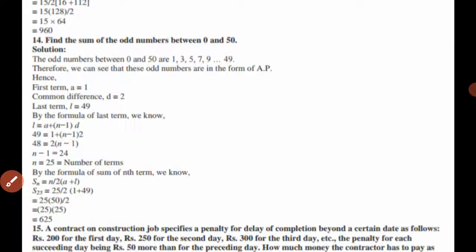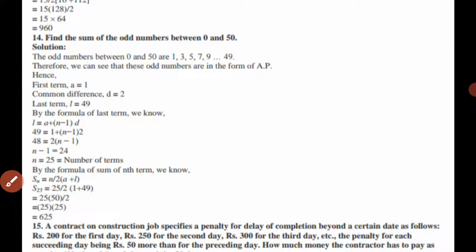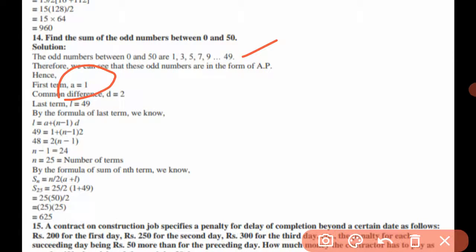Now after this, see question number 14. Here we find the sum of the odd numbers between 0 and 50. So the odd numbers between 0 and 50 will be 1, 3, 5, 7 up to 49. Here a will be equal to 1 and the common difference will be equal to 2, and the last term is 49. For finding n, L equals a plus n minus 1 into d. So here the value of n will be equal to 25.